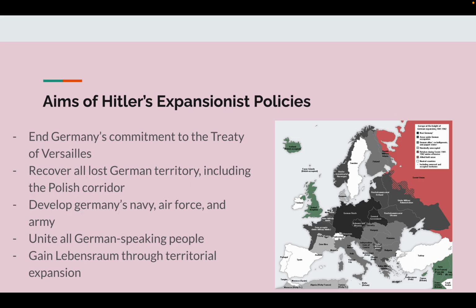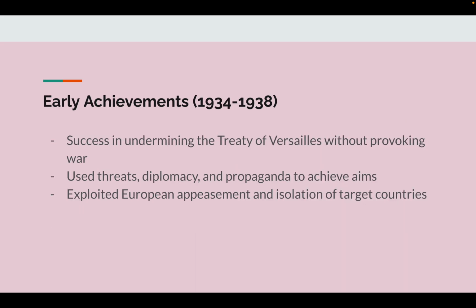Aims of Hitler's expansionist policies. To end Germany's commitment to the Treaty of Versailles, recover all lost German territory, including the Polish Corridor, develop Germany's navy, air force, and army, unite all German-speaking people, and gain Lebensraum through territorial expansion.